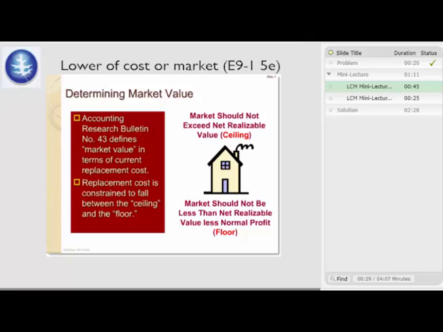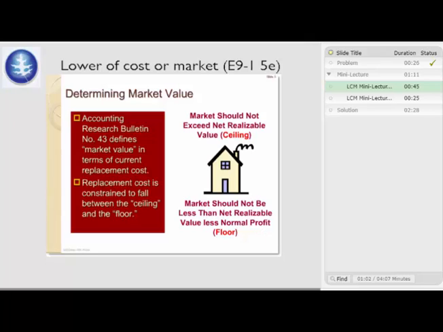Ideally, market would be measured as replacement cost of the inventory item. However, the inventory's current replacement cost must fall between the net realizable value, which is the estimated selling price in the ordinary course of business, less reasonably predictable costs of completion and disposal, and the net realizable value reduced by normal profit margin. Net realizable value is referred to as the ceiling for market, and net realizable value reduced by normal profit margin is referred to as the floor for market.